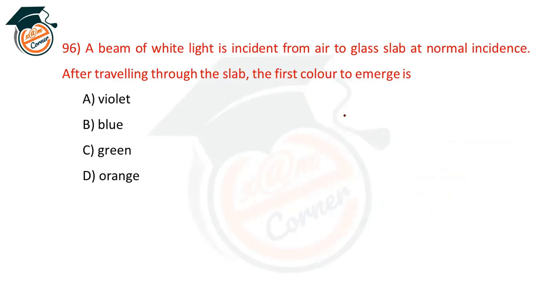Next question. A beam of white light is incident from the air to the glass slab at normal incidence. After traveling through the slab, the first color to emerge is?